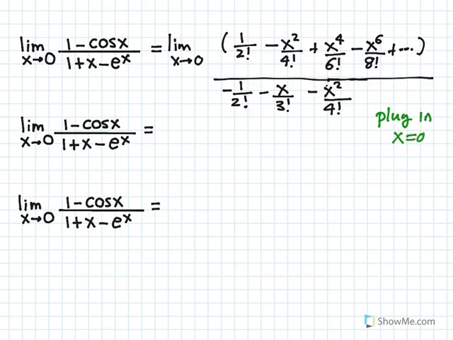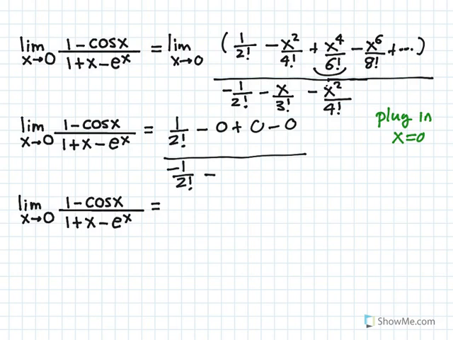So doing that, we get 1 over 2 factorial, and plug in x equals 0. Wherever you see an x, plug in x equals 0. So you get minus 0 squared divided by 4 factorial, that's just 0, plus 0 to the 4th divided by 6 factorial, which is just 0, minus 0, divided by negative 1 divided by 2 factorial, minus 0 divided by 3 factorial, which is just 0, minus 0 squared divided by 4 factorial, which is just 0, and all the terms that come after it are also going to be 0.